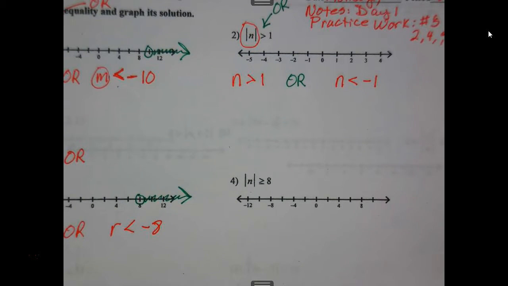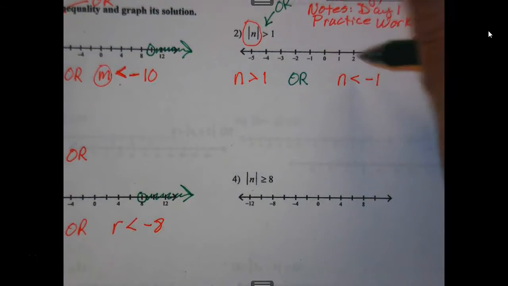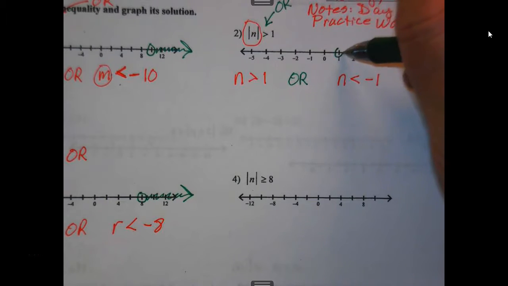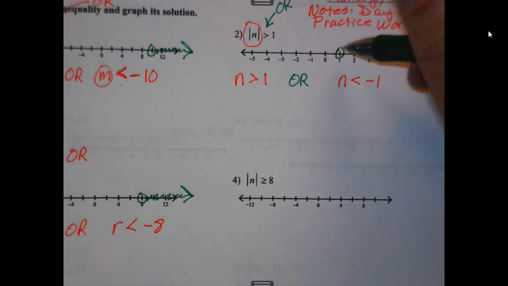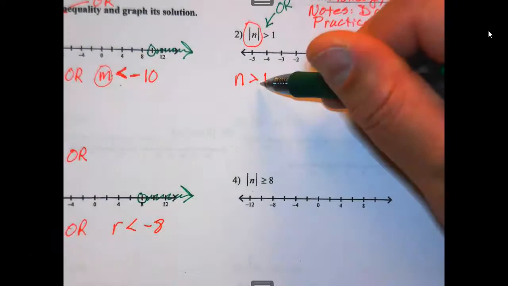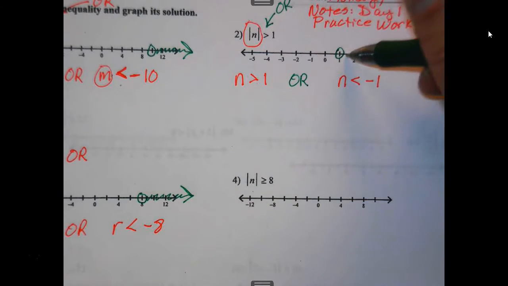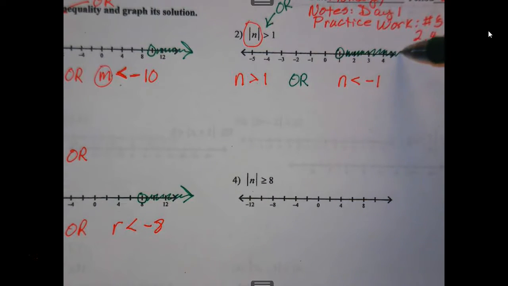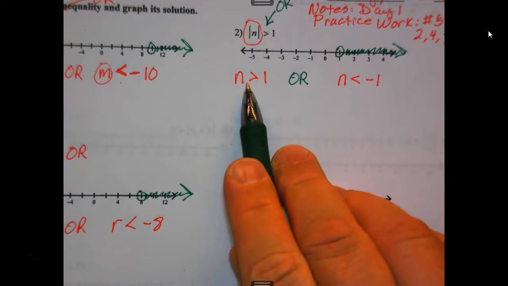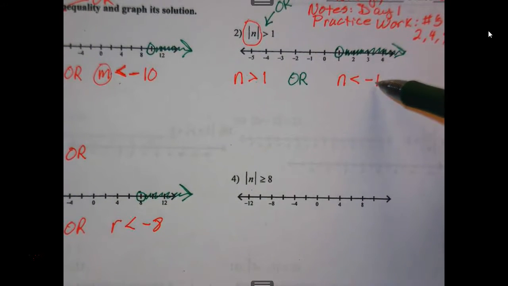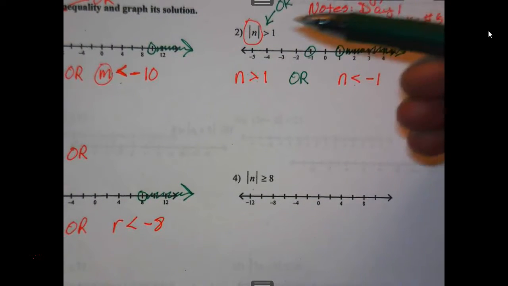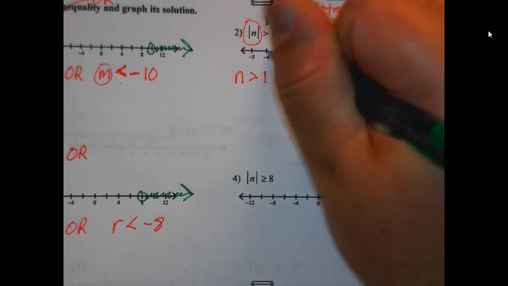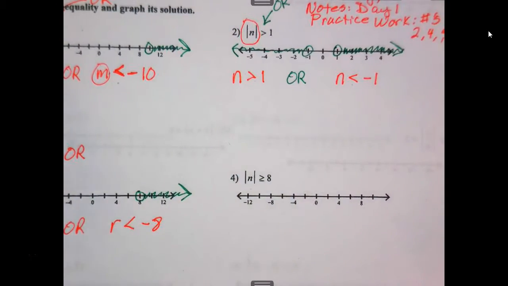And then we have to graph this. Open or closed circle at 1? It's an open circle because there's no negative sign with our inequality. And then we want all those numbers greater than 1, so we follow that sign. We're going to shade in the way of the sign. -1, open circle, and the arrow is pointing to the left, so we're going to shade to the left for all those numbers less than -1.